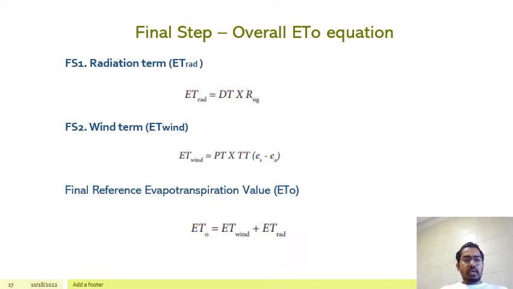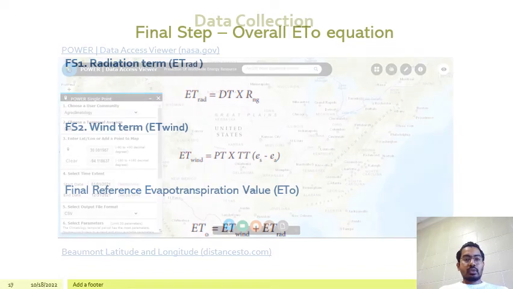And for the final step, first of all we have to calculate and determine the radiation term of ET, the ET radiation. And then we have to determine the wind term, and for the final reference evapotranspiration value ETO, we have to add these two terms and get our ETO value.